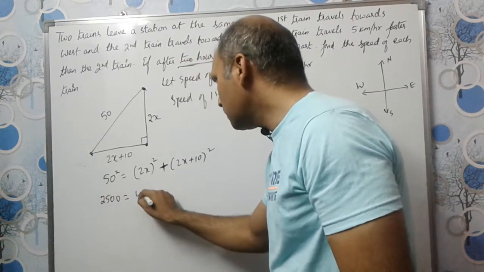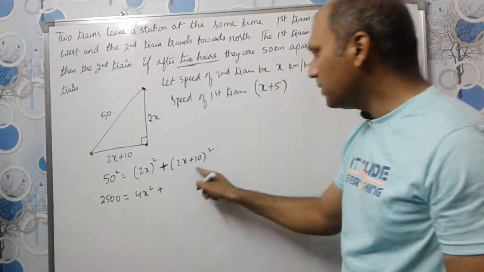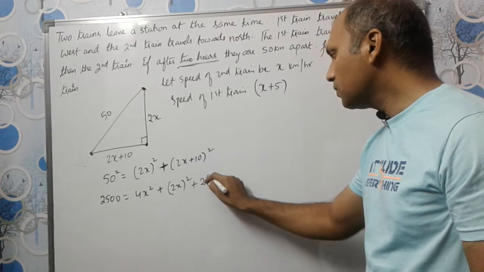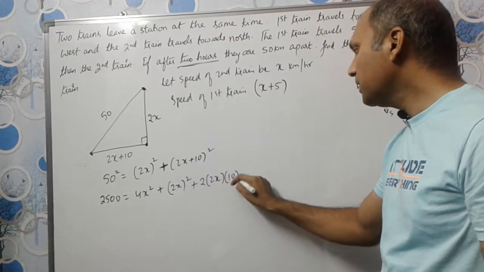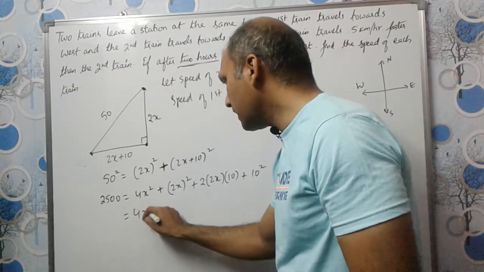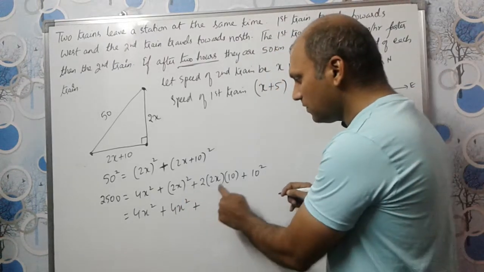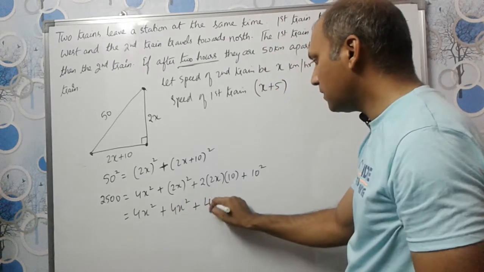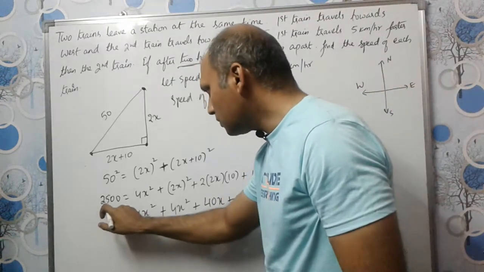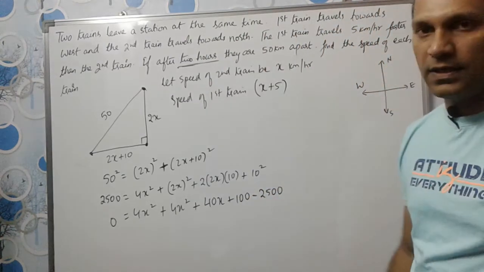2500 is equal to, this is 4x square, square is for 2, square is for x, plus I'm using the (a plus b) whole square formula here. a square plus 2 into a into b plus b square. So this is 4x square plus this is also 4x square plus 2 twos are 4. 4 into 10 is how much? 40. This is 40x plus 100. Okay. So this 2500 I am bringing this side, so it will become minus 2500.